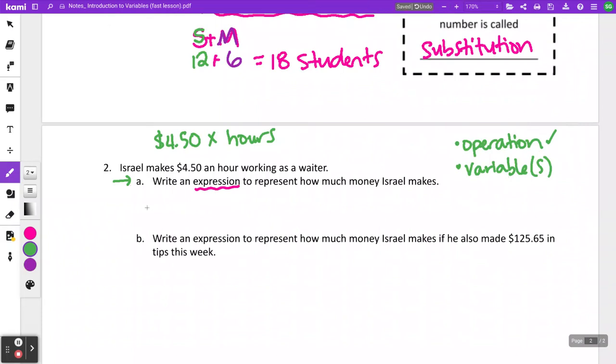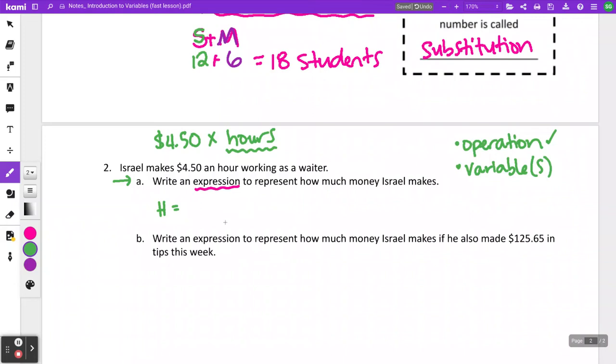In this story, what would our variable represent? What's that number that we don't know here that I would need to know if I want to figure out how much money he makes? I kind of gave you a clue earlier when I wrote this right here. The thing we don't know is the number of hours. In order to know how much money he makes, you need to know how many hours he works. So my variable in this situation would be the letter H, and H is going to represent exactly that.